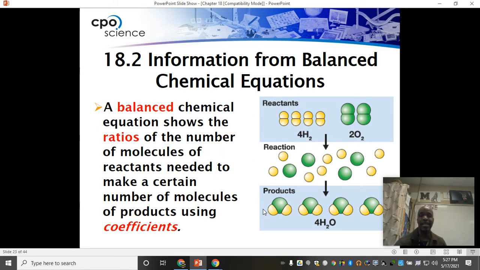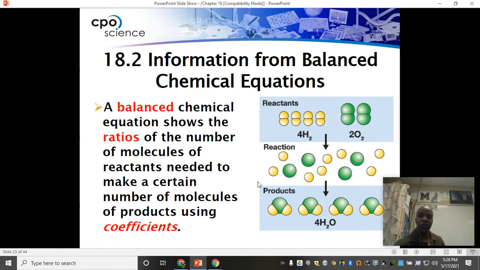You can do the exact same thing when you're talking about making water, when you're talking about these other chemicals that we can put together. A balanced chemical equation shows the ratios of the number of molecules of reactants needed to make a certain number of molecules of products using these coefficients.